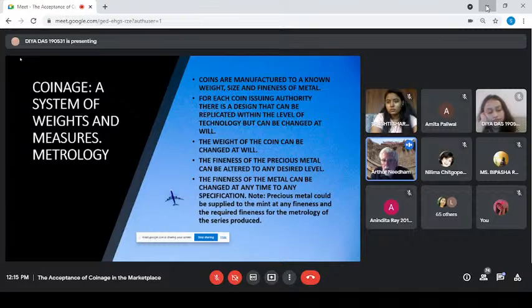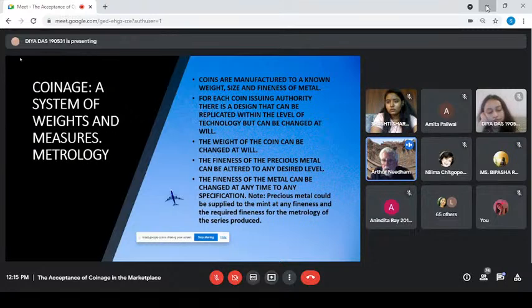The weight of the coin can be changed at will. The king can send a letter out to the mint and say, I want the weight of the coins made half of this. It could be changed at will. The technology was there. The fineness of the precious metal could be altered to any desired level. I don't want 100% gold. I want 90% gold. That could be done immediately. The fineness of the metal can be changed at any time to any specific specification.